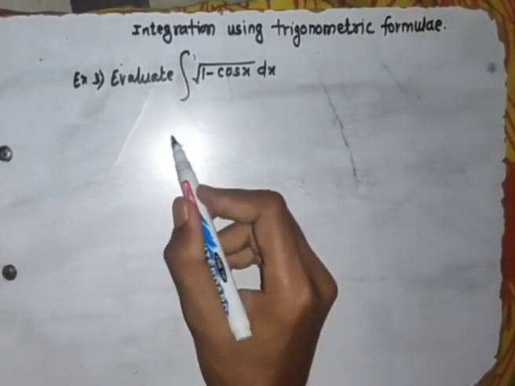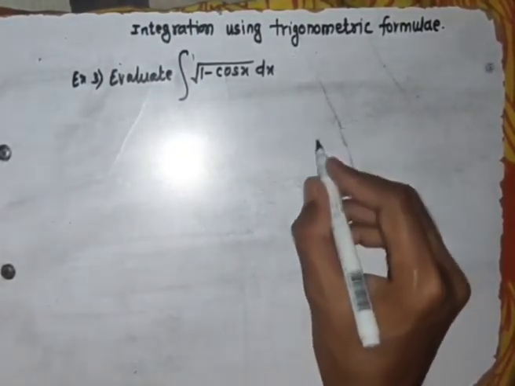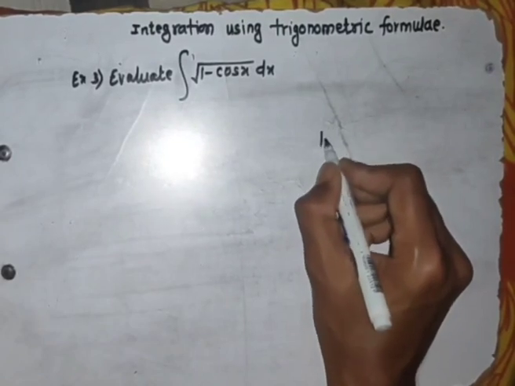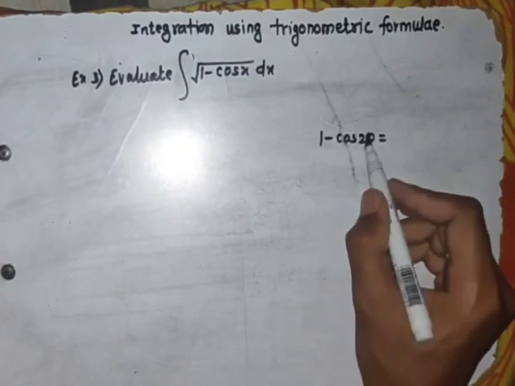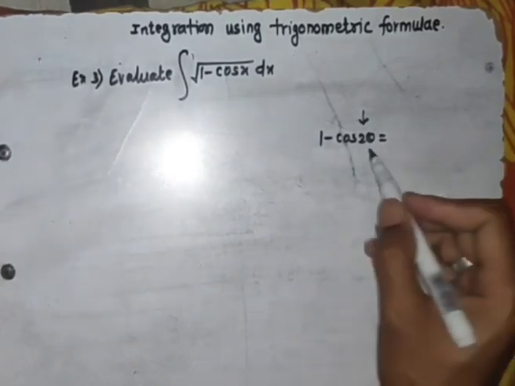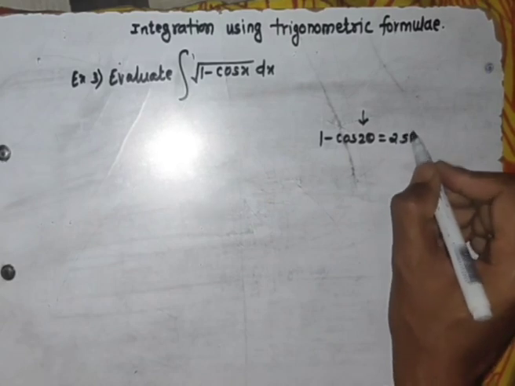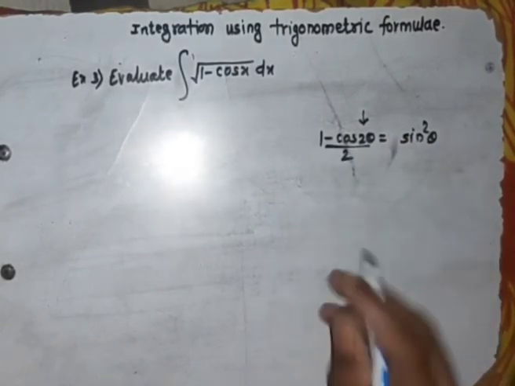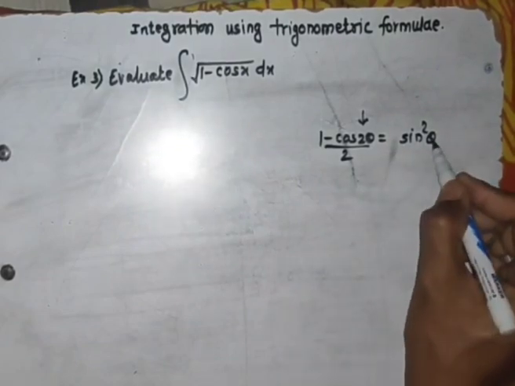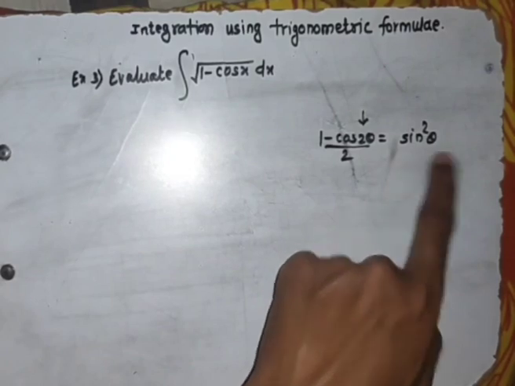Okay, next integral, integration of root of 1 minus cos x dx. Again we have the formula: what is 1 minus cos of 2 theta? Remember, this is a basic equality. Using this we can convert the angle. This gives us 2 times sine square of theta. Rearranging, sine square of theta is 1 minus cos 2 theta upon 2. We will use this formula in future.